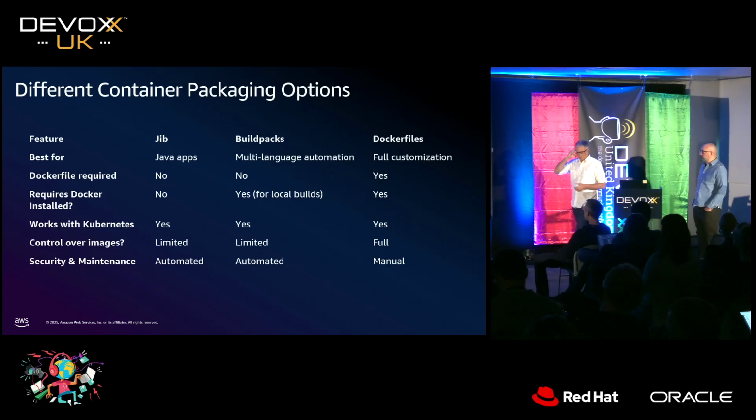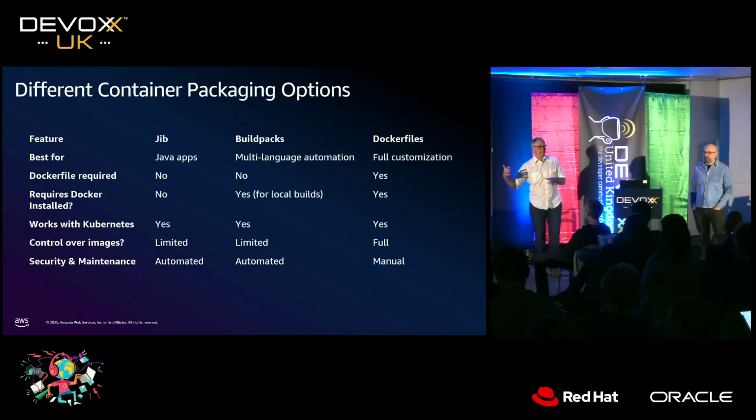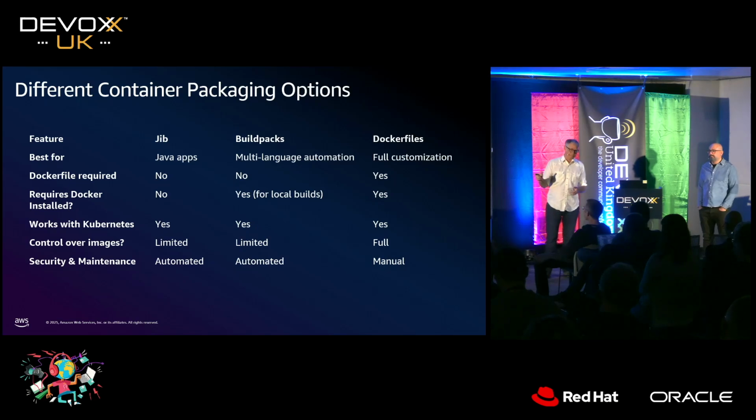Before we go on to some of the operational aspects, I wanted to talk a little bit about packaging, because I've used Jib and buildpacks and Dockerfiles, and there are some trade-offs between all of these. I guess most people here are probably using Dockerfiles. Is that right? Yeah, a lot of Dockerfiles. And that's fine. You can use Dockerfiles and you have a lot of control.